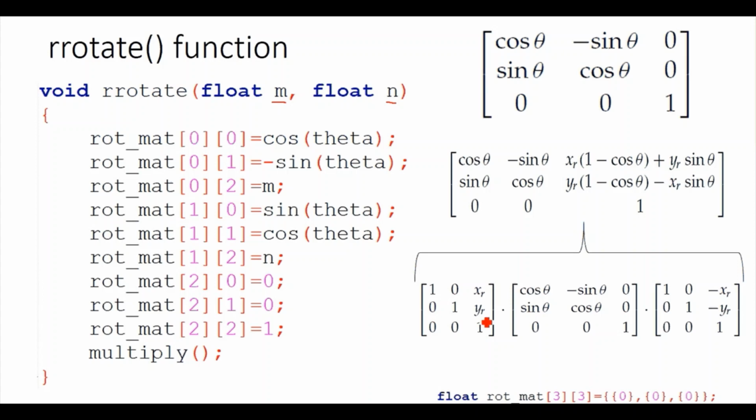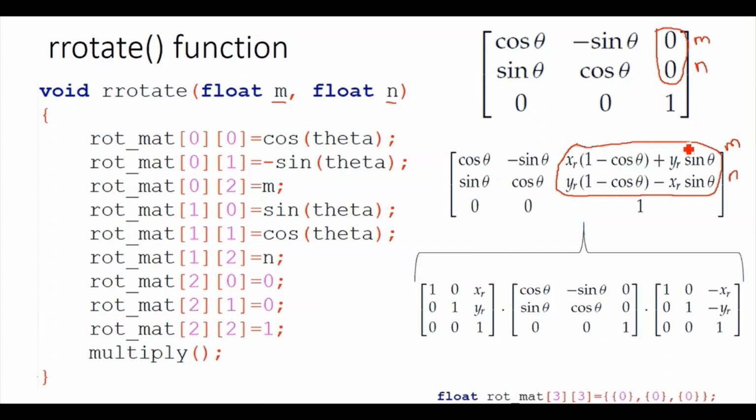Now, in this function, I am going to build my rotation matrix depending on whether I am rotating around the origin or rotating around the fixed point. So what is the difference between these two? The only difference is these parameters, right? These two values. The rest everything is same. So I am going to use m here and I'm going to use n here. So my m and n values actually represent this.